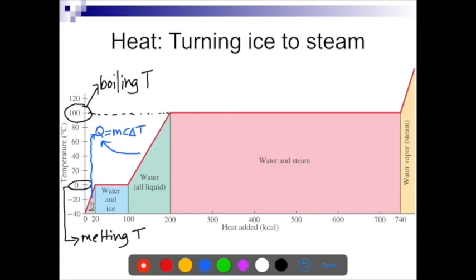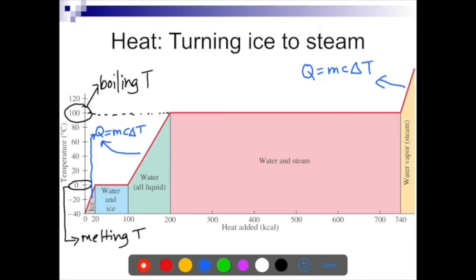Likewise, when you only have steam, you only have gaseous phase, then the energy added to steam will go into changing the temperature of steam. So the heat added is equal to mc delta T. The heat added will change the temperature of steam.